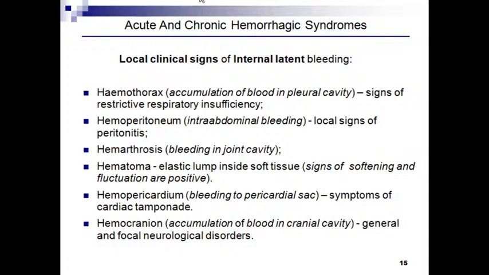Hemopericardium is bleeding into the pericardial sac, with symptoms of cardiac tamponade, acute constrictive cardiac insufficiency due to constriction of the heart with blood in the pericardial sac. And hemorrhage with accumulation of blood in the cranial cavity manifests with general and local neurological disorders. Insult, such as hemorrhagic stroke.